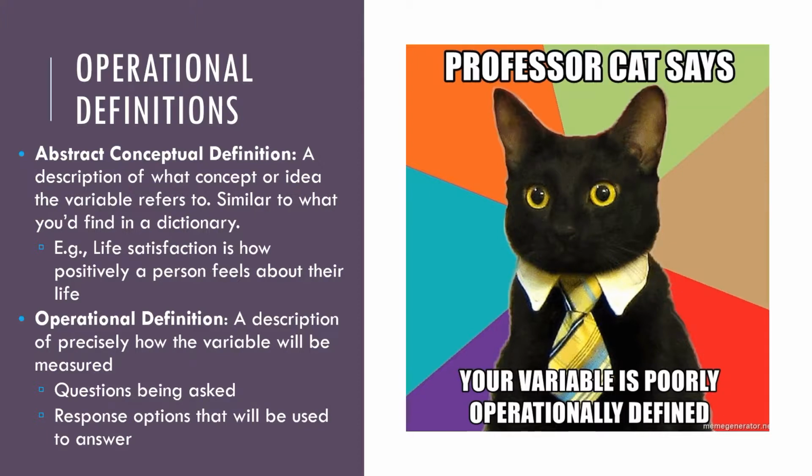Operationally defining a variable involves taking an abstract construct, like depression, that can't be directly observed, and transforming it into something that can be directly observed and measured. Most variables can be operationally defined in many different ways. So for example, depression could be operationally defined as people's scores on a paper and pencil depression test, a scale, such as the Beck Depression Inventory.